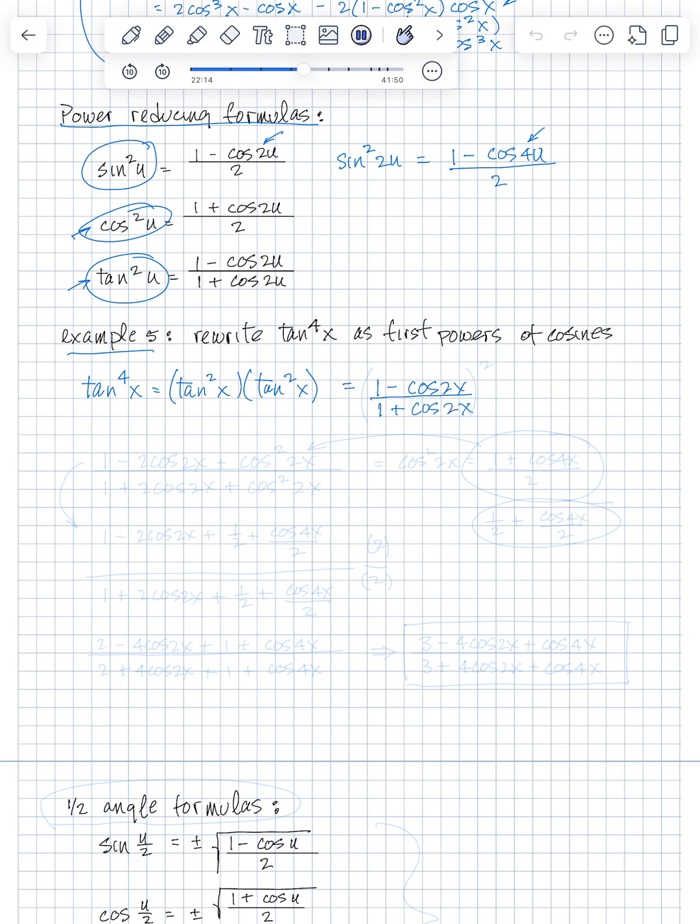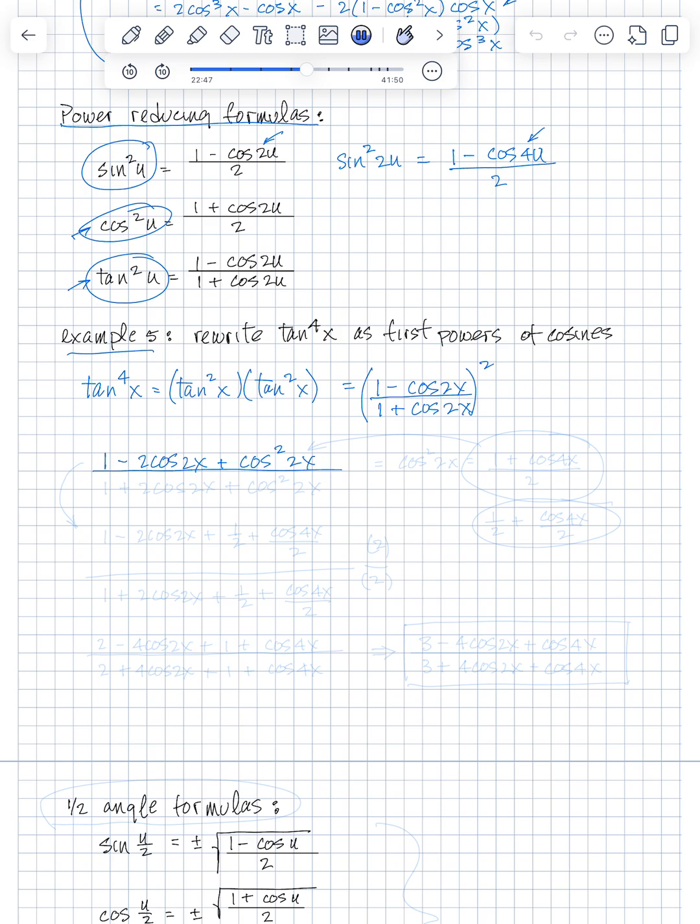Well, this is tangent squared x, so we have to square this. So now we're going to look at the numerator. We're going to FOIL that out. The numerator becomes 1 minus 2 cosine 2x plus cosine squared 2x. That's the numerator.